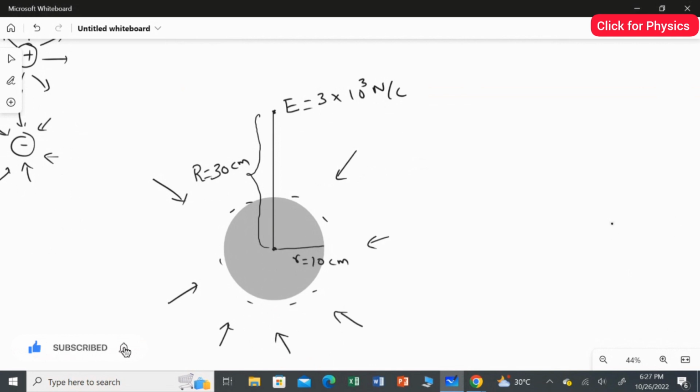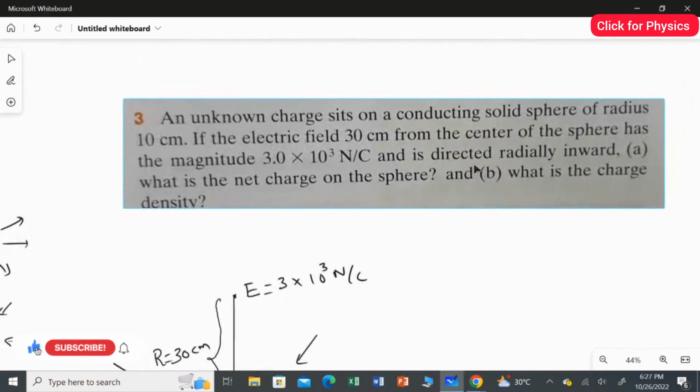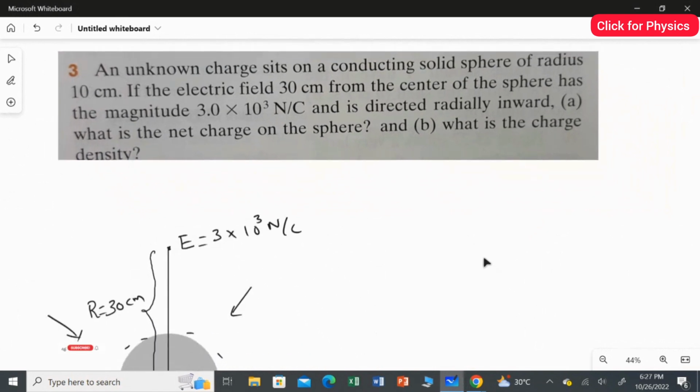So that means the answer we are going to get is a negative value. We have to mention the sign. So how are we mentioning the sign of the charge? Because in the question they clearly mention it's the radially inward direction. So if the field lines are in the radially inward direction, it says the charge sitting on the surface of the conducting sphere is a negative charge. Understand? Okay.